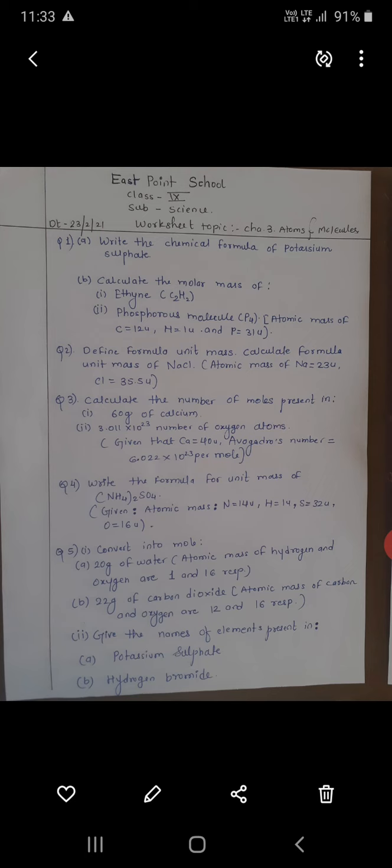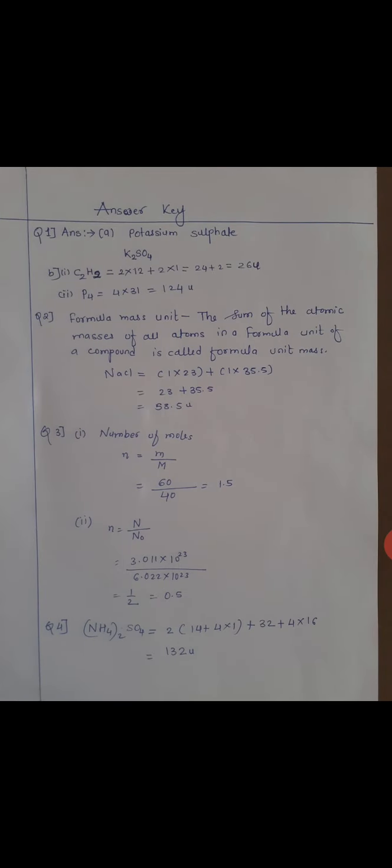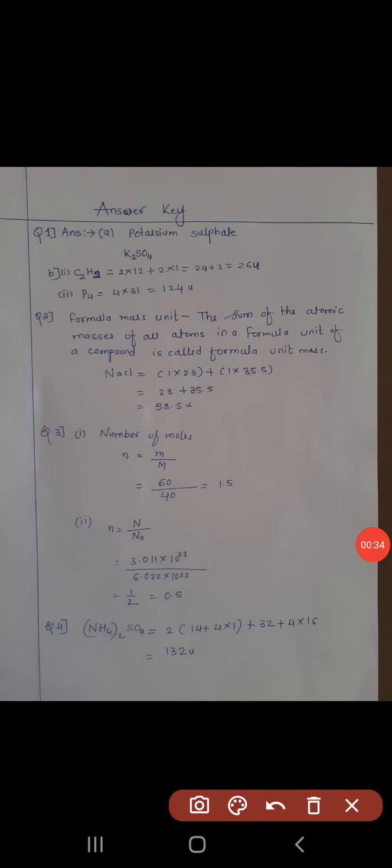So first, write the chemical formula of potassium sulfate. Okay, you have to write the chemical formula for potassium sulfate. See the answer. The formula for potassium sulfate is K2SO4.